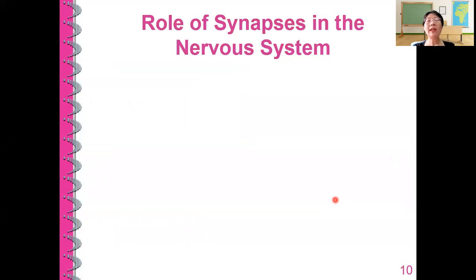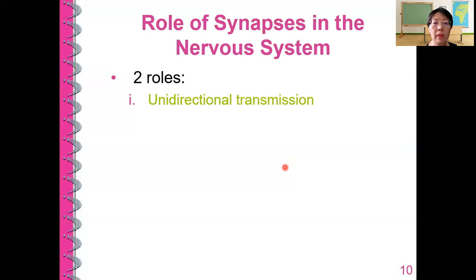So now we want to learn what is the role of synapse. Why must we have so many synapses between the neurons? Why can't we just have one neuron and send the whole thing from the receptor to effector? Why must there be a junction? Two roles.